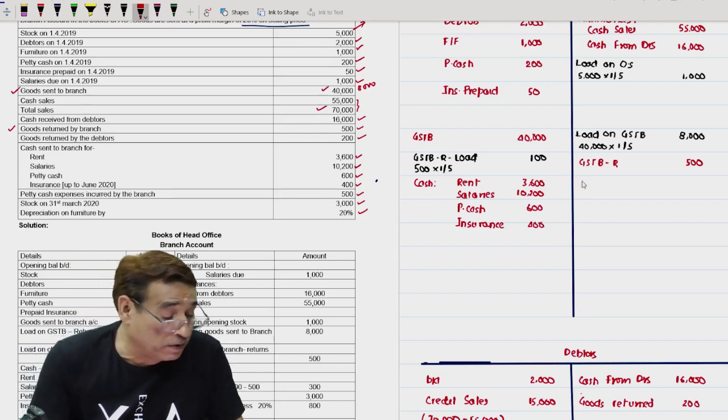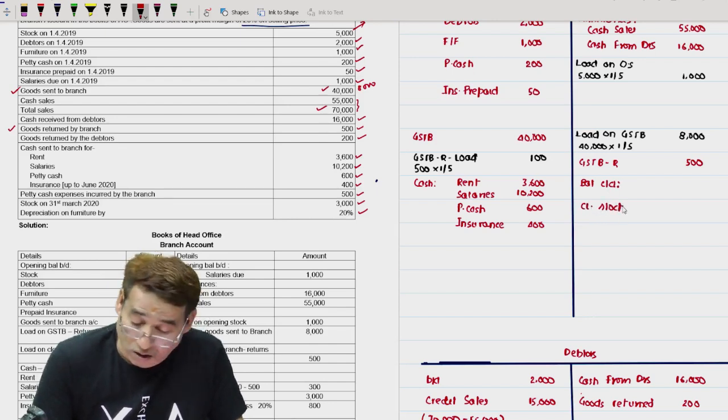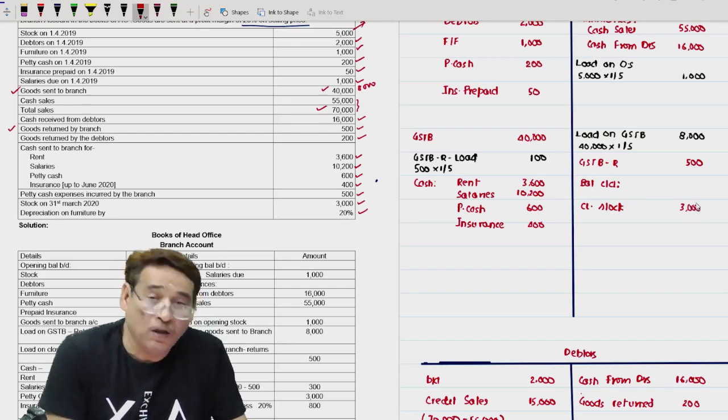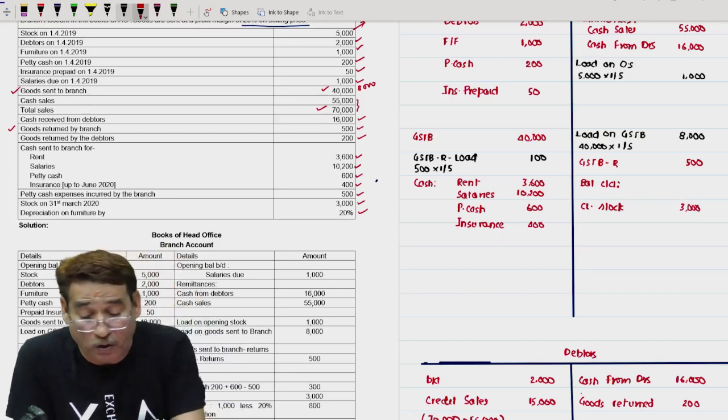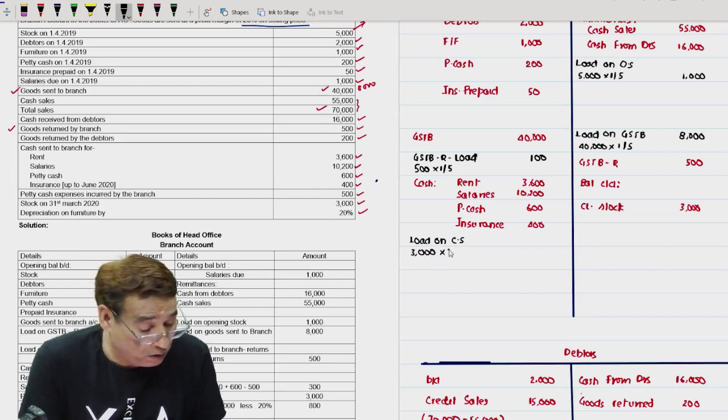Then closing stock is given. I will write here, first of all, balance carried down. I will write here closing stock. Amount of closing stock given is 3,000. So you will write here 3,000. Correct? Then you will take the loading also. Load on closing stock: 3,000 into 1/5, 600 will be your loading.